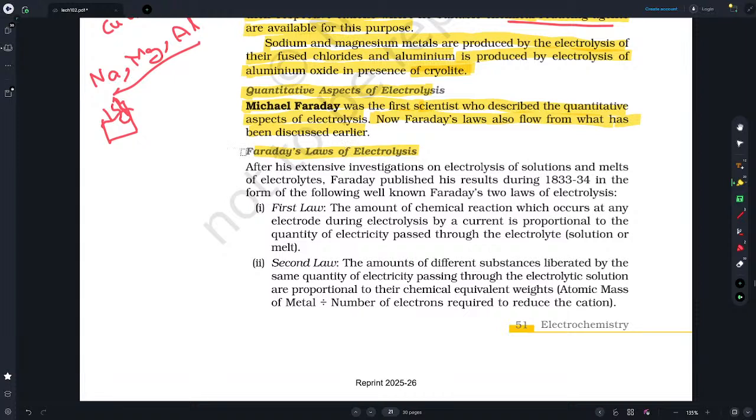Faraday's laws of electrolysis. After his extensive investigations on electrolysis of solutions and melts of electrolytes, Faraday published his results during 1833 and 34 in the form of the well-known Faraday's two laws of electrolysis. First law: the amount of chemical reaction which occurs at any electrode during electrolysis by a current is proportional to the quantity of electricity passed through the electrolyte solution or melt.